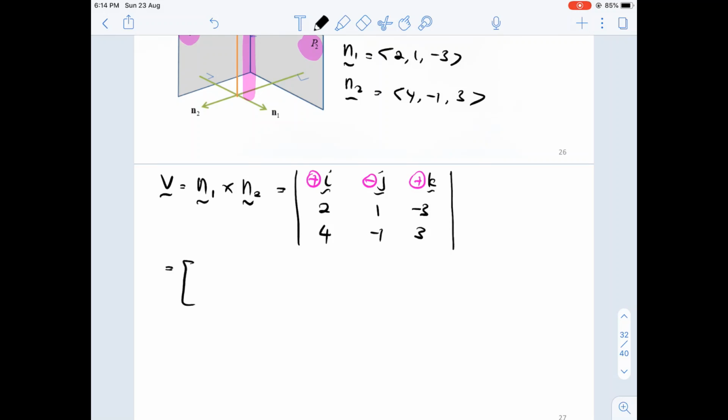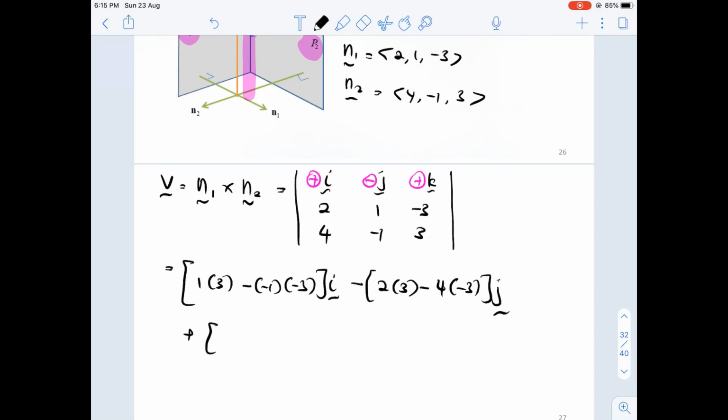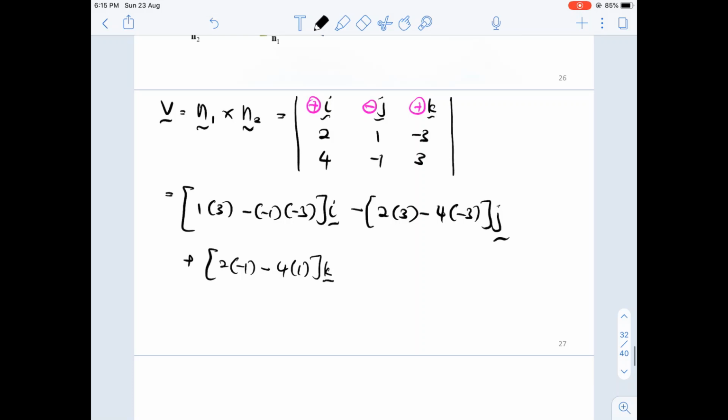So let us solve this one. The first step, close the first column, so we are crossing the second and third columns. So we have 1 multiplied by 3 minus negative 1 multiplied by negative 3. This is for i. And for j, don't forget to put negative, so we have minus. Close the second column, so you are crossing the first and third columns. So we have 2 multiplied by 3 minus 4 multiplied by negative 3. This is for j, and for k, close the third column. So we have 2 times negative 1 minus 4 times 1. This is for k.